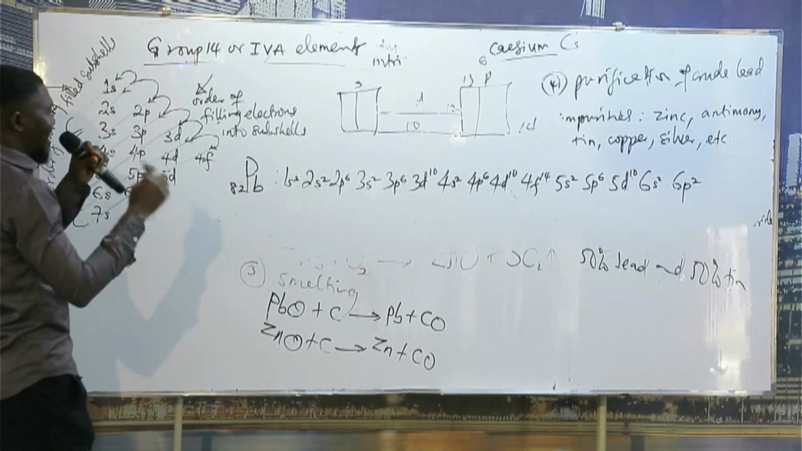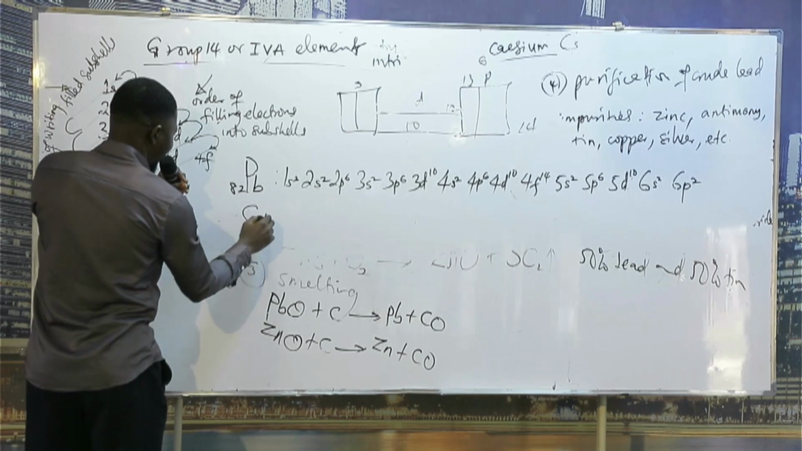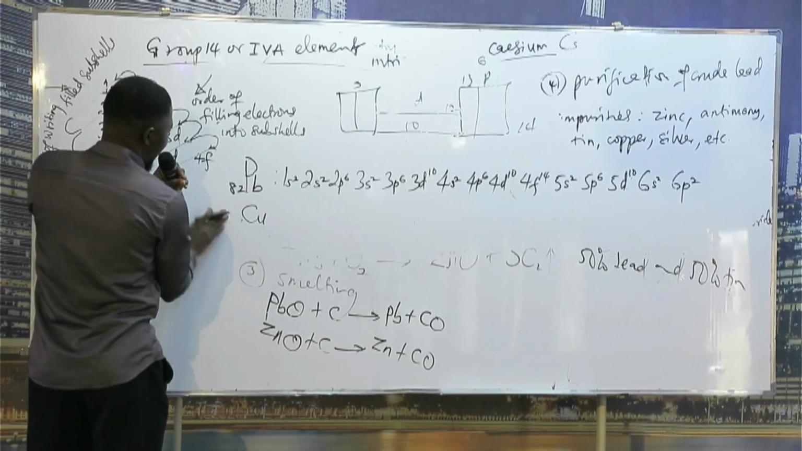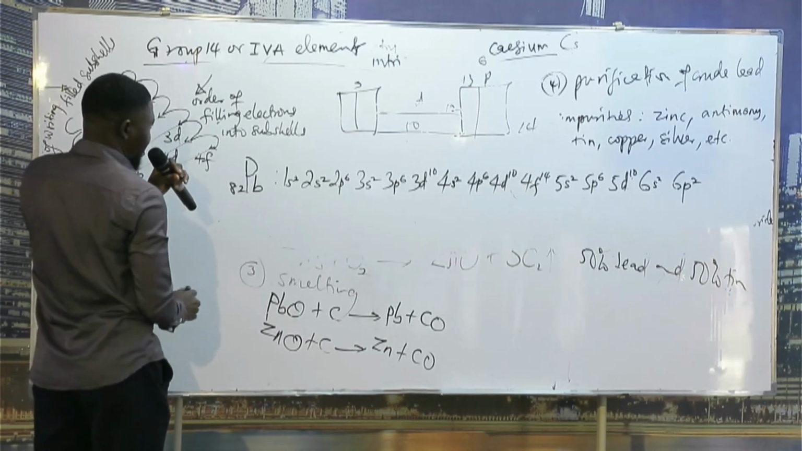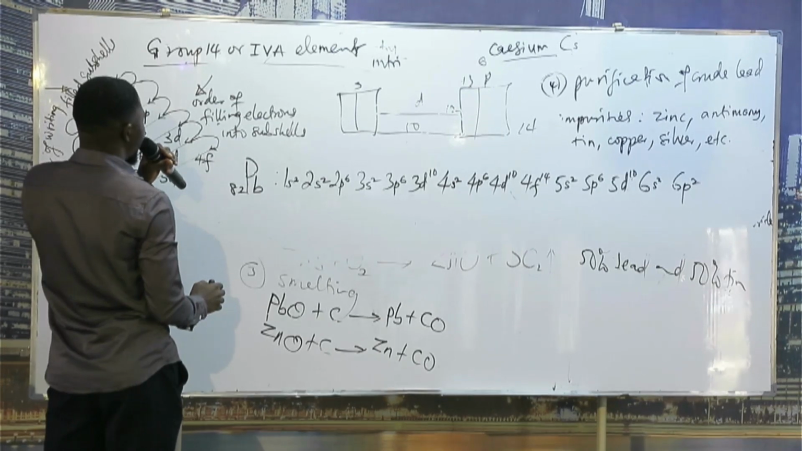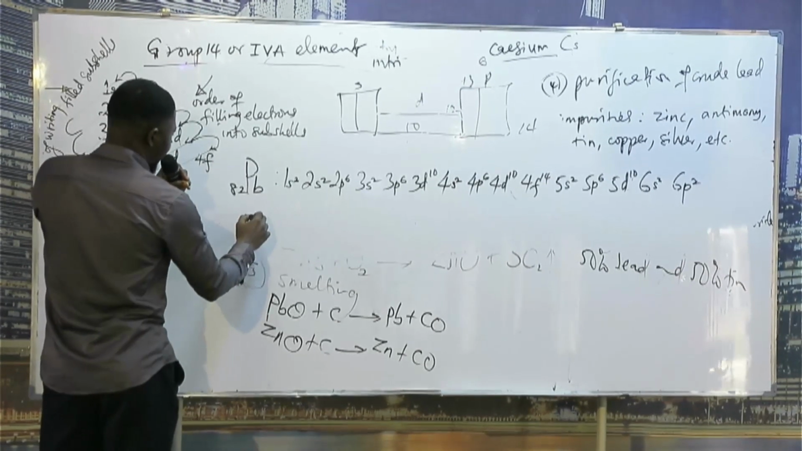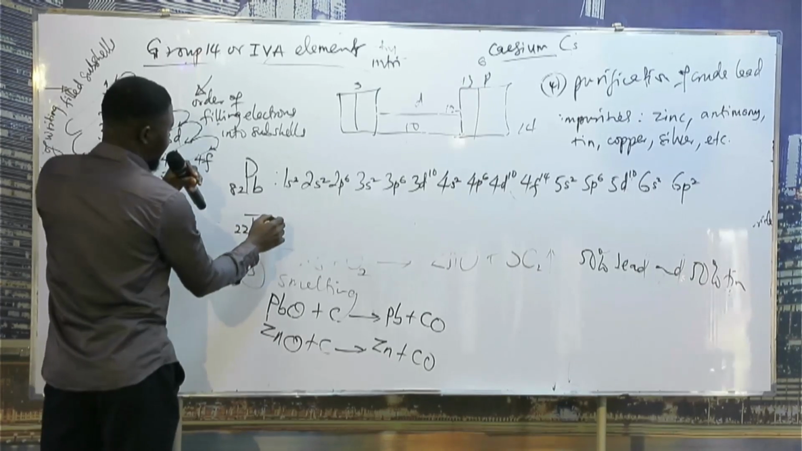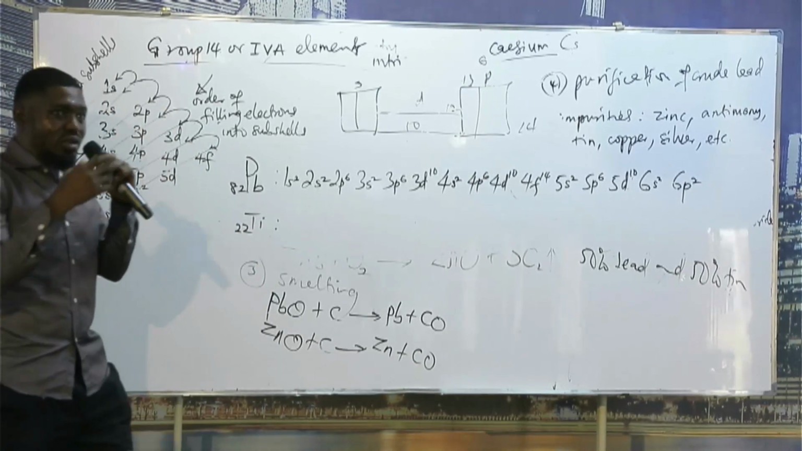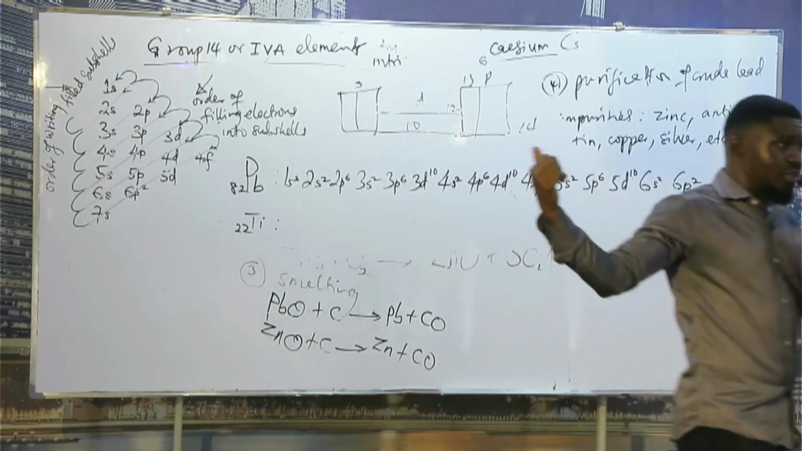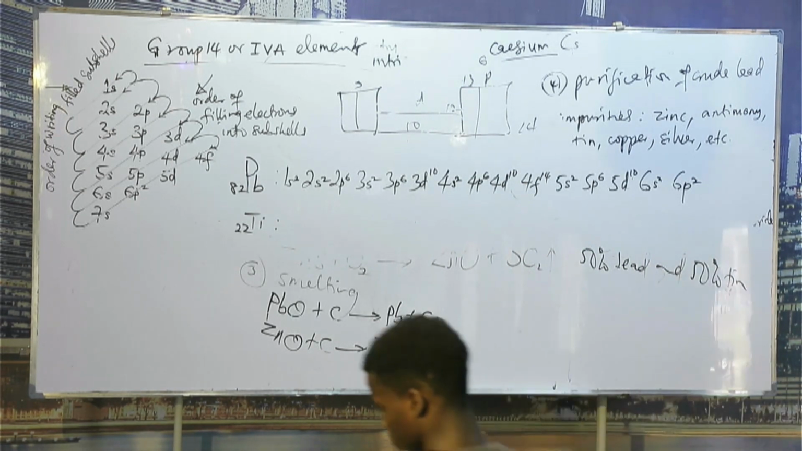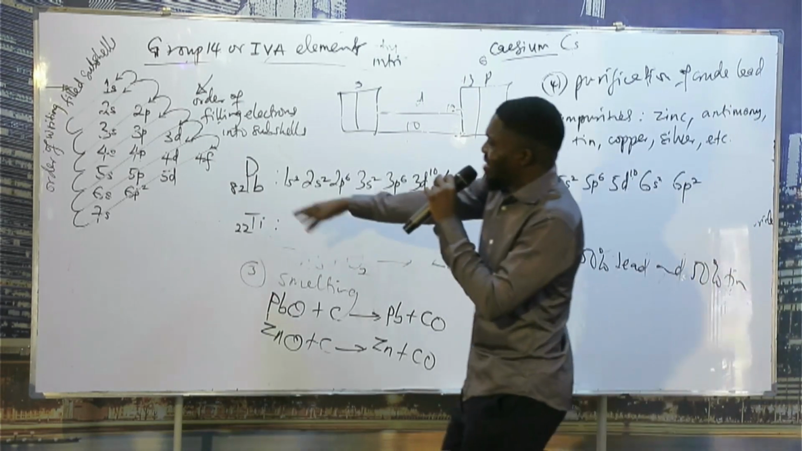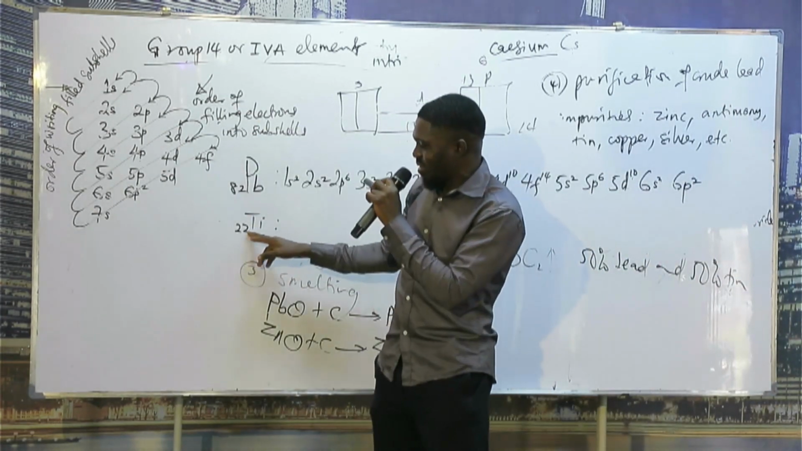I want somebody to write the electron configuration of copper. No, not copper, zinc. Okay, let me not make it zinc. Write this one. Titanium, write titanium. Atomic number is 22. Can you project the modern periodic table for us so that they will see? Everybody write titanium using what we did now. Write titanium. Atomic number 22.